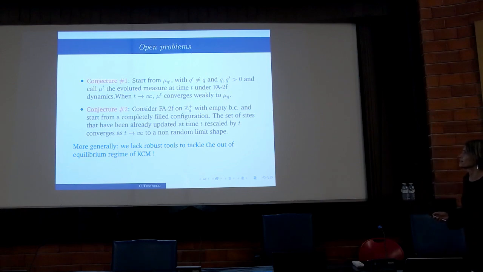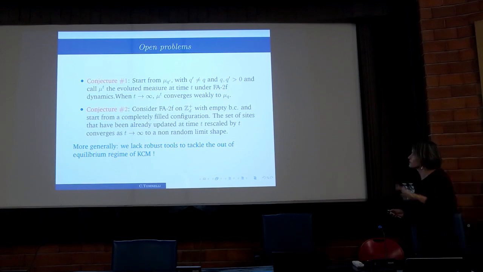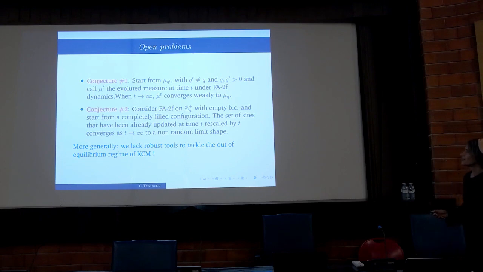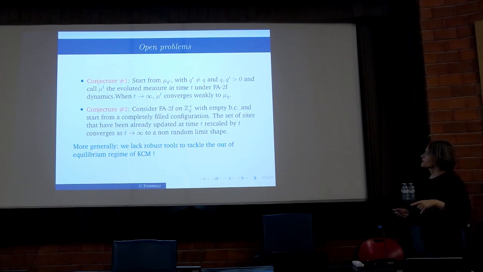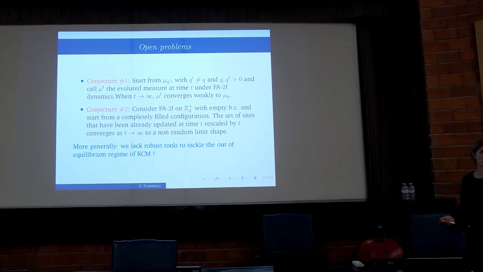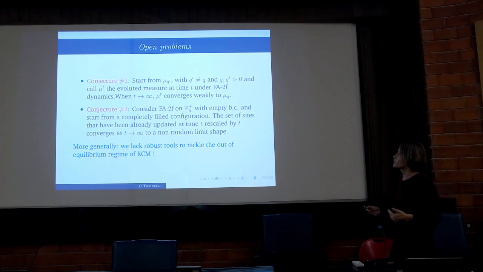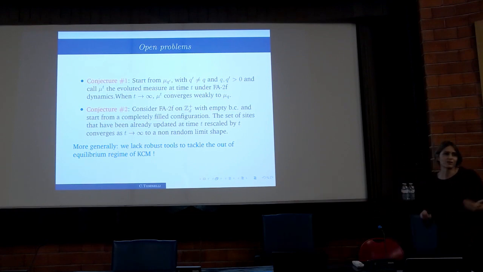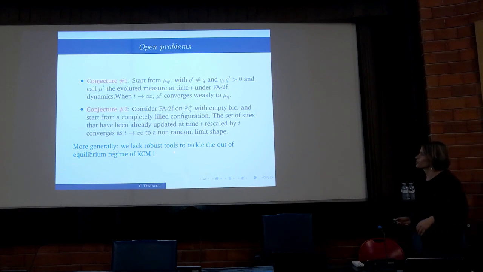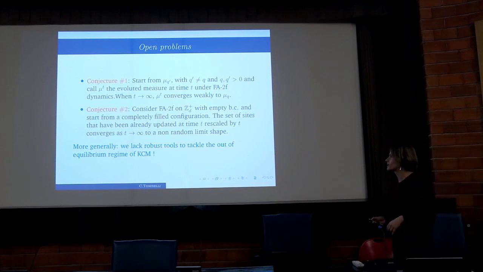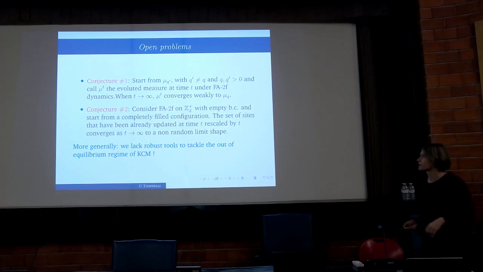One is a very easy one that for physicists is just taken for granted, but we cannot prove it. Take the same dynamics and don't start from the equilibrium measure, but start from a product measure with a different parameter Q here, which is not the equilibrium one. And then let time evolve. The time evolved measure should converge to mu Q, but we cannot prove it. We can do it for some specific choices of the constraints, but we lack robust tools to tackle this problem.